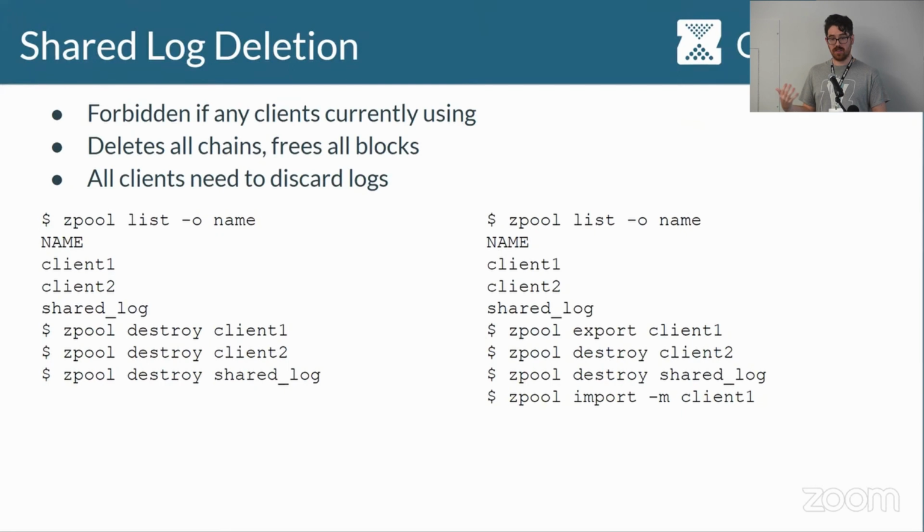Any clients that do still exist, if you want to import them again, they're going to need to discard their logs. So here you can see the normal case where you destroy all your clients and then you destroy the shared log pool, and it looks just like destroying a normal pool. And then on the right, you can see the case where one of the clients was only exported and not destroyed. And in that case, if you want to re-import the client, you have to discard the logs. But again, clean exports that happen as part of normal operation with all your file systems mounted won't have anything in your ZIL chains. So an import discarding your logs won't lose any data for you.